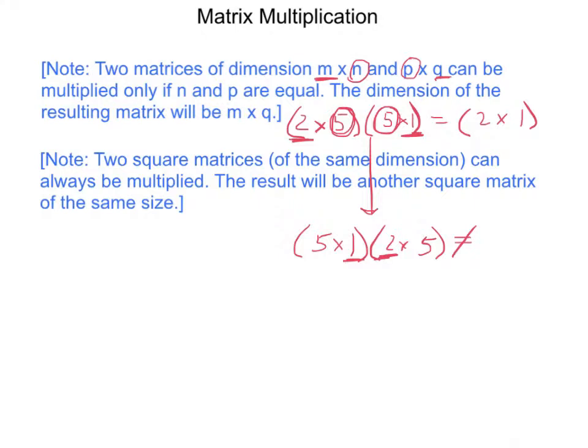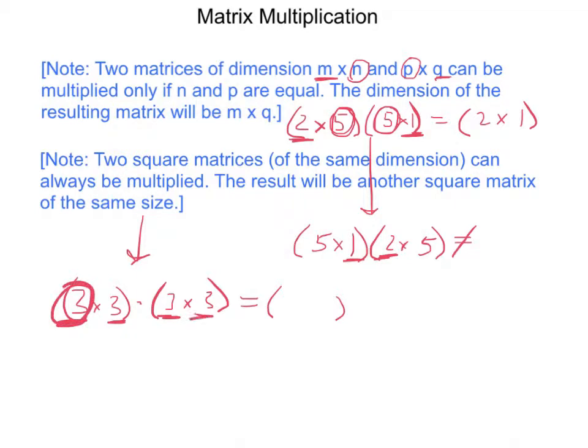Now, truth be told, the majority of the work that we're going to be doing is with square matrices, and two square matrices, as long as they have the same dimension, can always be multiplied, and the result will be another square matrix of the same size. So for instance, if somebody asked you to do a 3 by 3 times another 3 by 3, because these inside 3's are the same, we can do the multiplication, and the resulting matrix will be a 3 by 3.